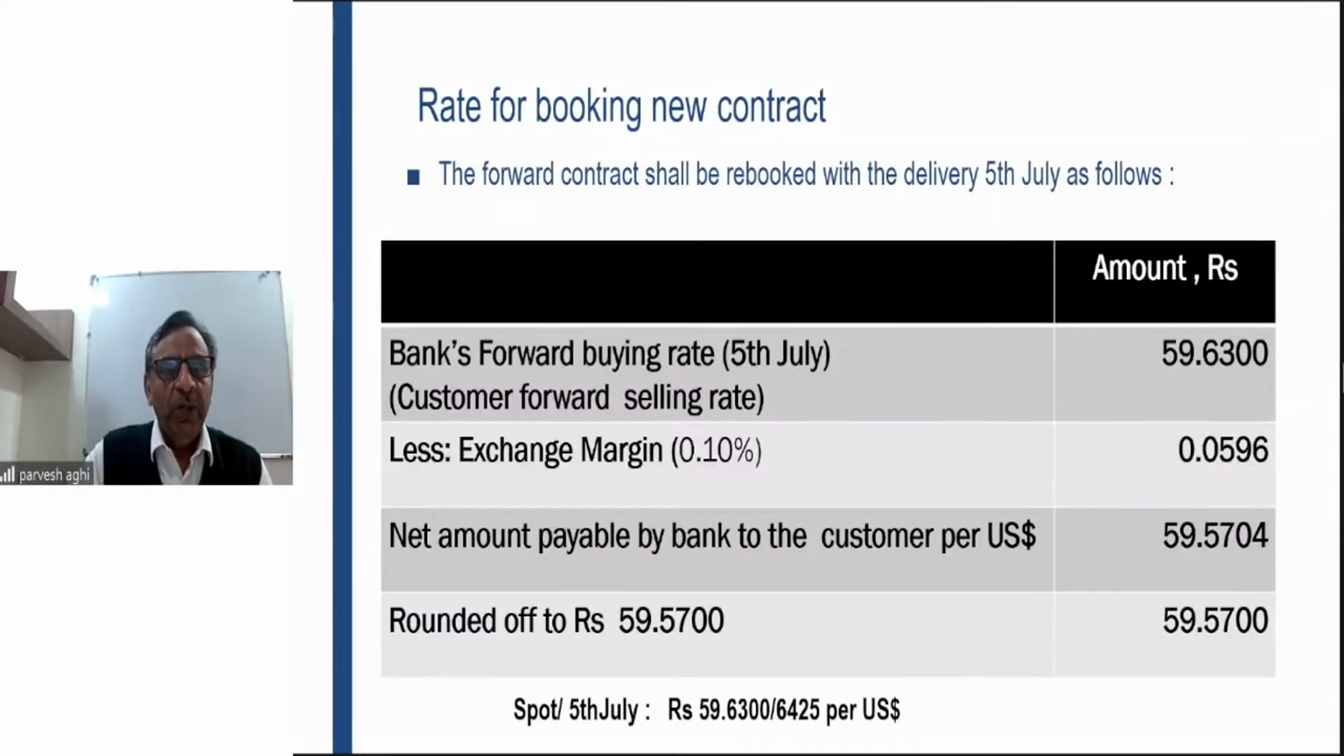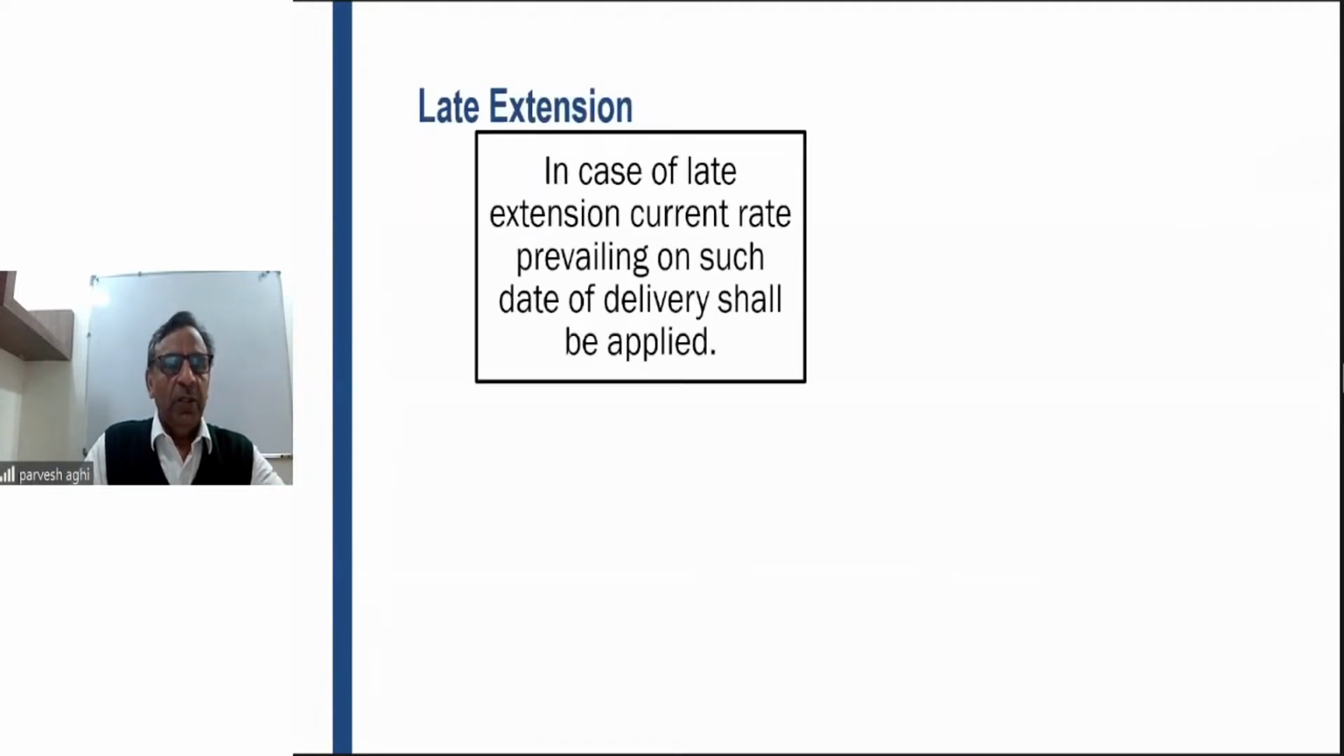Now the bank rebooks the new contract for 5th of July. So we are going to focus on the rates of 5th of July, which are given at the bottom of the screen. So the bank is going to now buy the dollars again on 5th of July. So the rate will be 59.63, which is the ask rate, and which gets converted into the merchant rate will be 59.5700. Okay, fine. So this is the summarization.